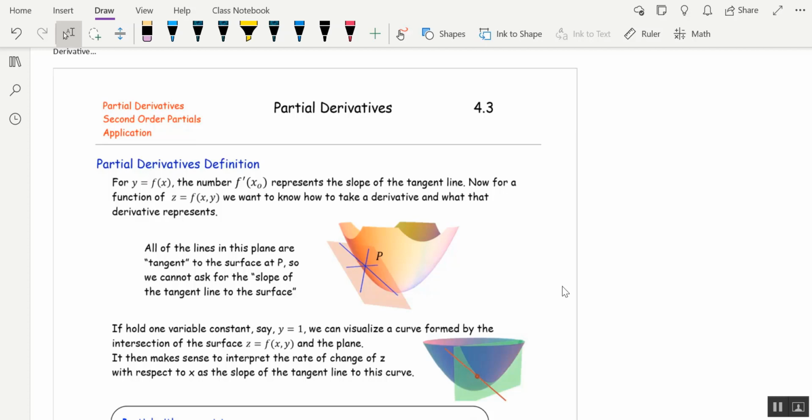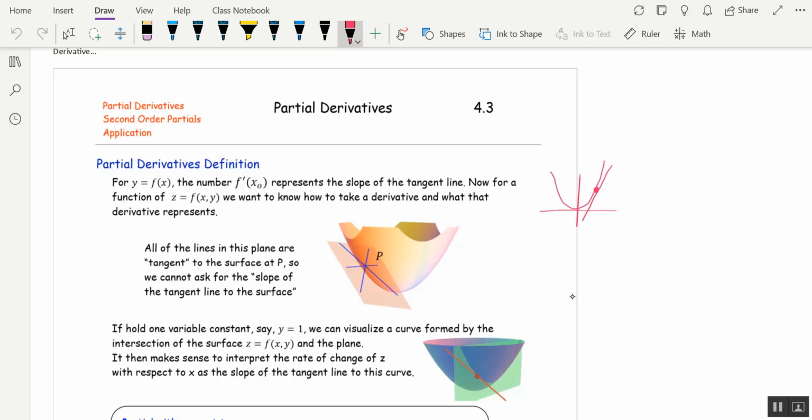Welcome to section 4.3. Let's talk about partial derivatives. Now, if we have a function of one variable, y equals f of x, we can visualize the graph as a curve, and the derivative is the slope of the tangent line at any point.